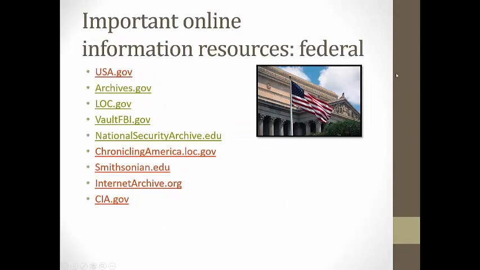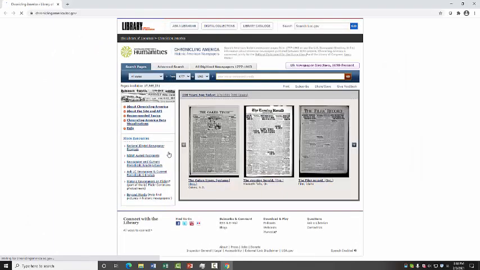The next one we'll go to will be Chronicling America. This is America's historical newspapers from 1789 to 1963. It's jointly sponsored by the Library of Congress and the National Endowment for the Humanities. So if you're needing newspapers, this will be a good place to come.